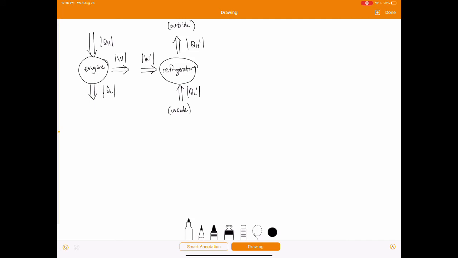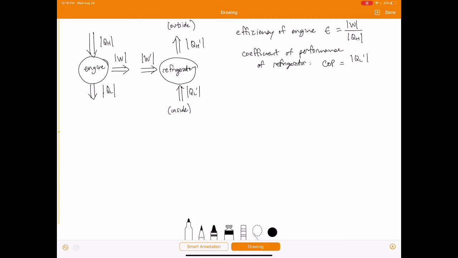Okay, so a few other things to note. What is the efficiency of the engine? How is that defined? Well, epsilon is, by definition, W divided by QH. The coefficient of performance of the refrigerator. Okay, this is defined as, so we have COP is equal to QL, but again, I'm using the prime notation from the refrigerator, so that would be QL prime divided by W prime.